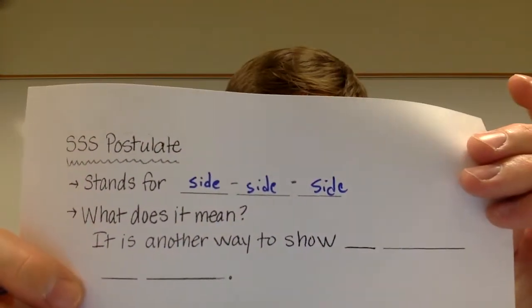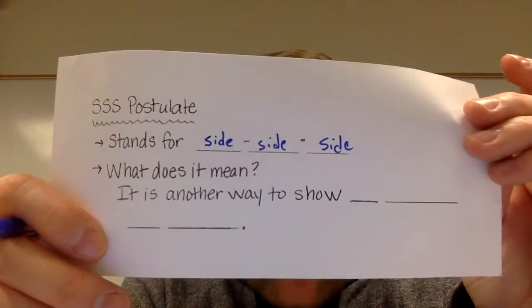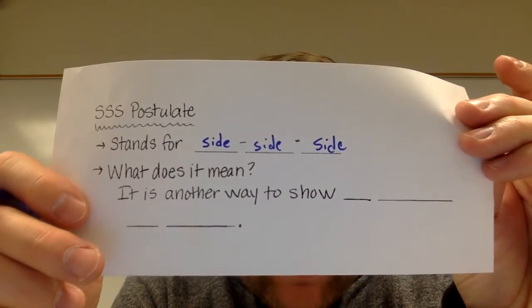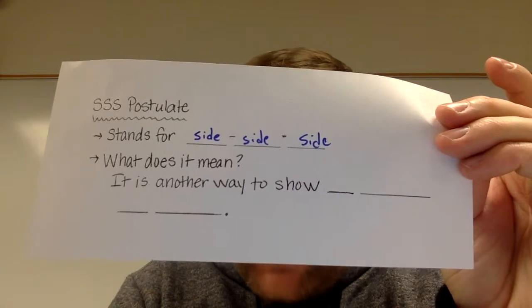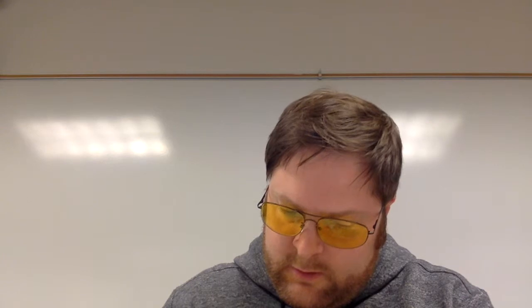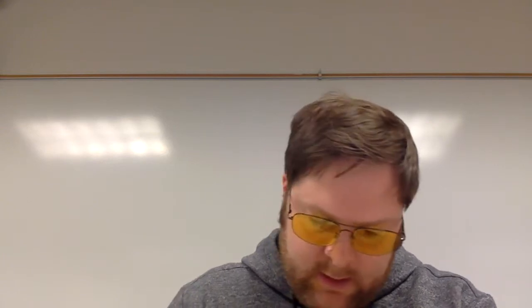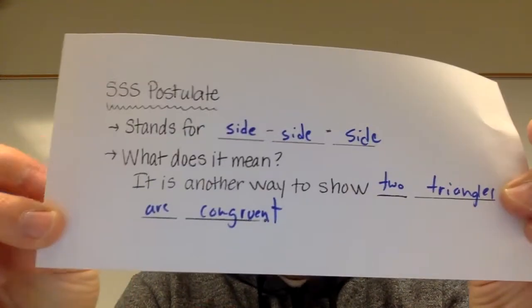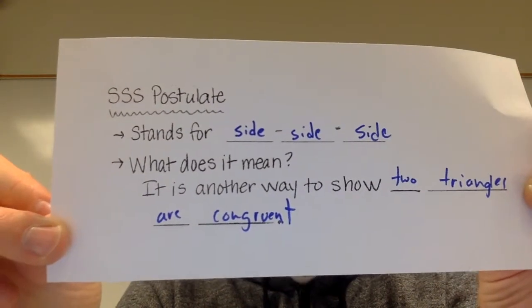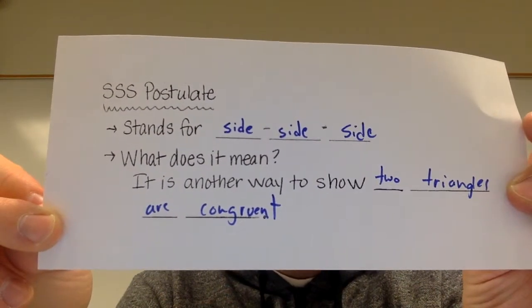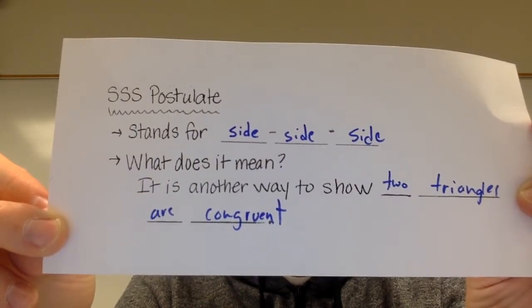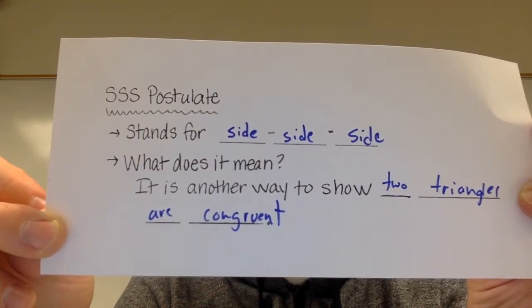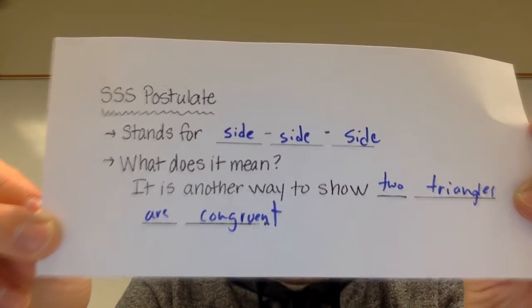If you wrote side, side, side, you're right. Because what this postulate means is it is another way to show that two triangles are congruent. What it means is that if you can show that all three sides of one triangle are equal to all three sides of another triangle, those two triangles are in fact completely congruent to each other.